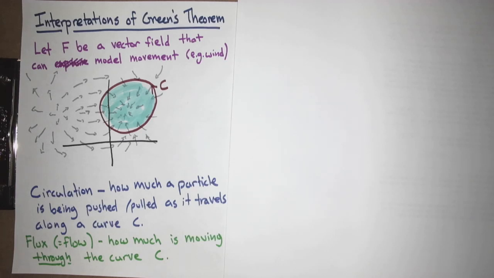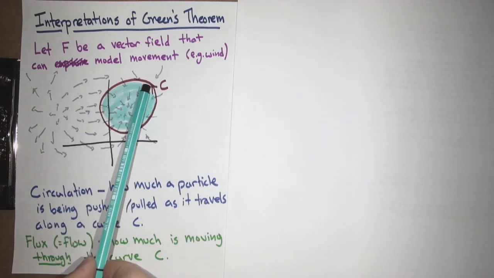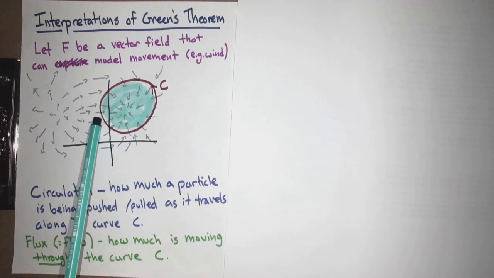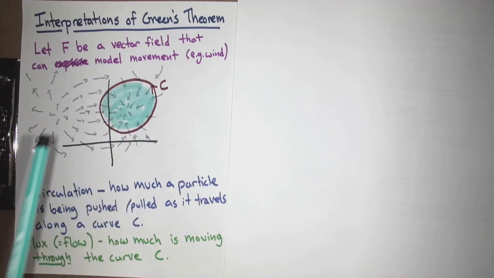One is called circulation. So what is circulation? You imagine that you have a particle that travels around this vector field. The question is, how much is that particle being pushed forward? How much is it being pulled back? Or is the vector field doing anything? Think of it as the wind. Is the wind pushing you forward? Is the wind pushing you backwards? Or is the wind not doing anything in terms of your direction of motion? So that's one topic. That's circulation.